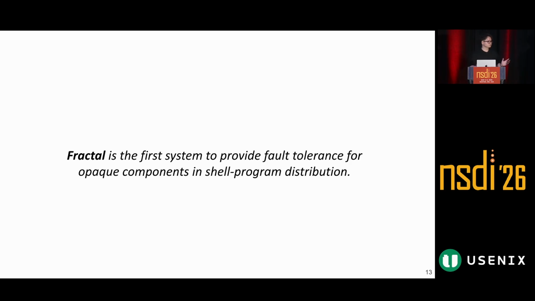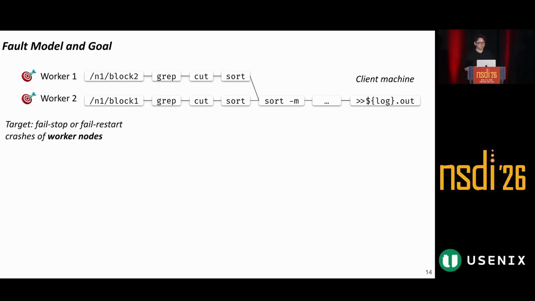To resolve all these challenges, we introduced Fractal, the first system that provides fault tolerance for distribution of shell programs. Crucially, it directly bolts onto systems that distribute these opaque components in unmodified shell programs. Fractal focuses on the fail-stop or fail-restart crashes of these worker nodes. These workers execute long-running, deterministic, and idempotent computation for parallelism.